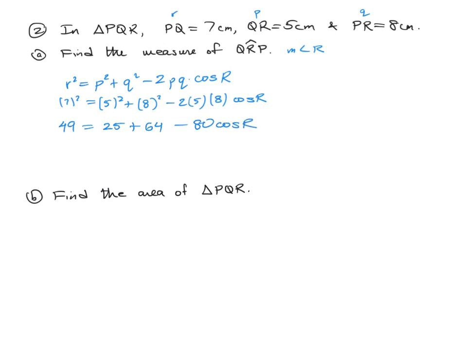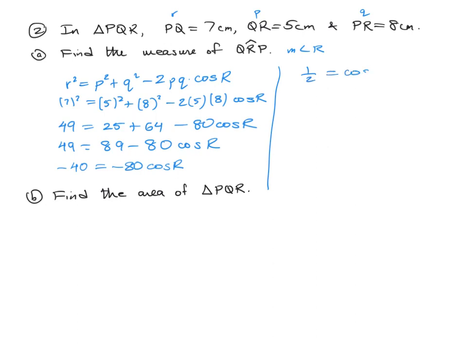But again, when I'm subtracting and adding, this doesn't match with anything. So I have to just add these two together, and I get 49 equals 89 minus 80 cosine r. Once again, this 89, subtract 80 is not okay because this is 80 cosine r. So I have to subtract 89 from both sides and get negative 40 equals negative 80 cosine r. Now I can divide both sides by negative 80. So negative 40 divided by negative 80 is a half. So a half equals cosine r.